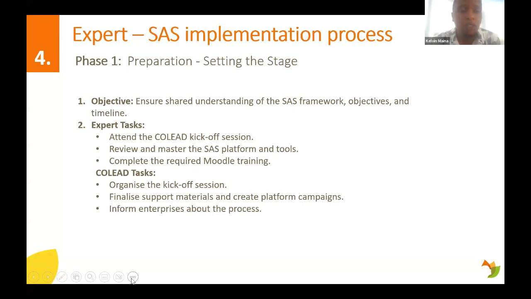For co-lead tasks, it will be organizing the kickoff session. We are the ones with the data for the different batches. So indeed, we are going to organize this, finalize support materials, and create platform campaigns. So we are the ones setting up all the assessments on the assessment center, of course linking the company and you to the assessment center so that you can also be able to monitor the progression and, of course, inform the enterprise about the process.